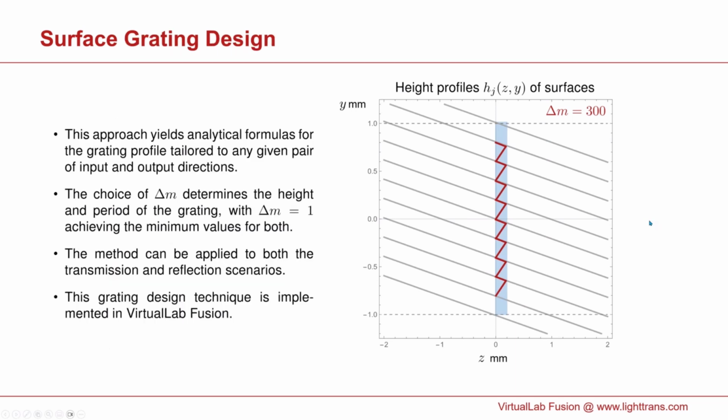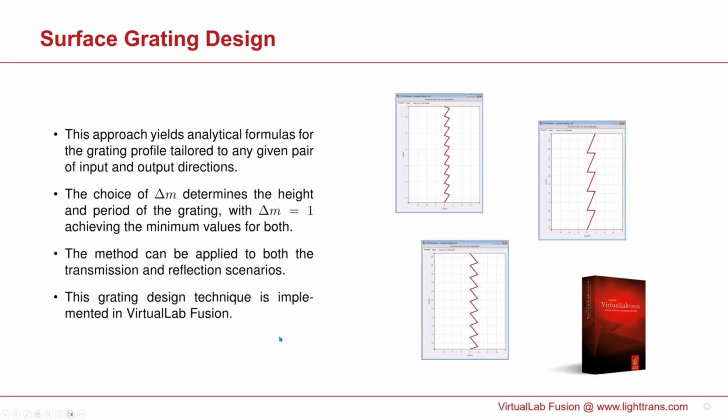So this approach yields analytical formulas for the grating profile tailored to any given pair of input and output directions. The choice of delta m determines the height and period of the grating, with delta m equal 1 achieving the minimum value for both. The method can be applied to both the transmission and reflection scenarios. And of course, we have implemented this kind of grating designs in our software Virtual Lab Fusion.